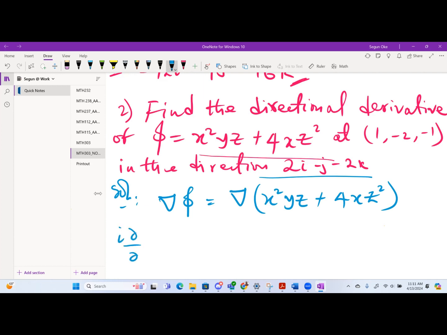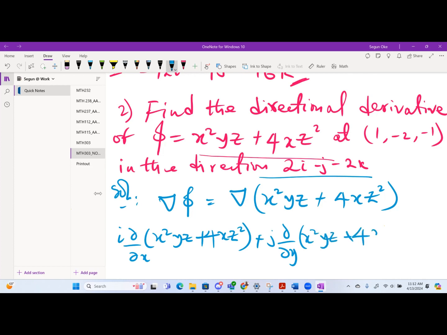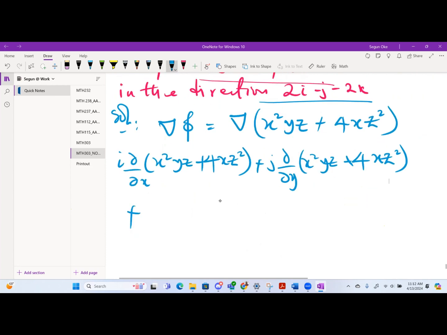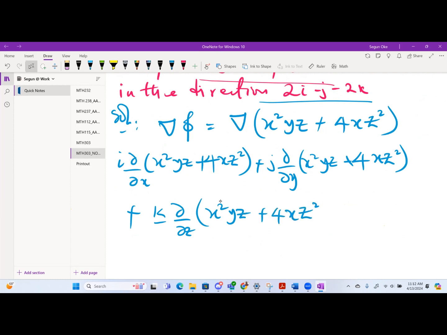So I know it to be i d dx of phi, x squared yz plus 4xz squared, plus j d dy of x squared yz plus 4xz squared, plus k d dz of x squared yz plus 4xz squared.